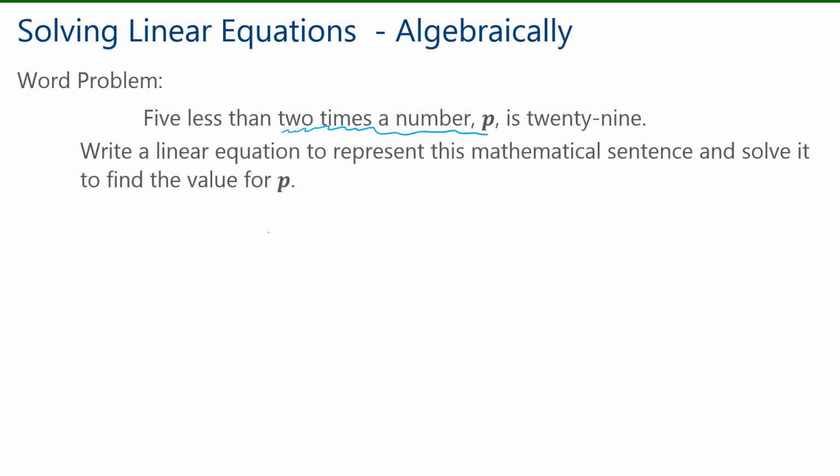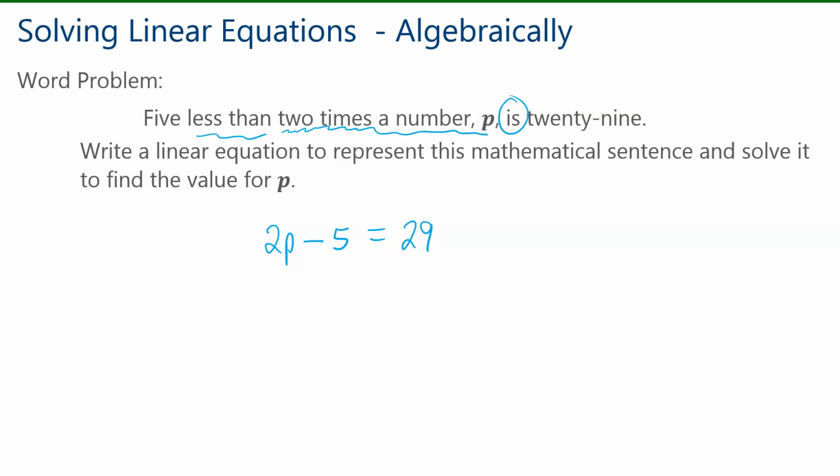2 times a number, p, will be 2p. We need 5 less than that. 5 less than that would be subtract 5. The less than part, of course, indicates subtraction. Is, there's our equality sign, and on the right-hand side, we have a 29. Our linear equation then: 2p subtract 5 equals 29.